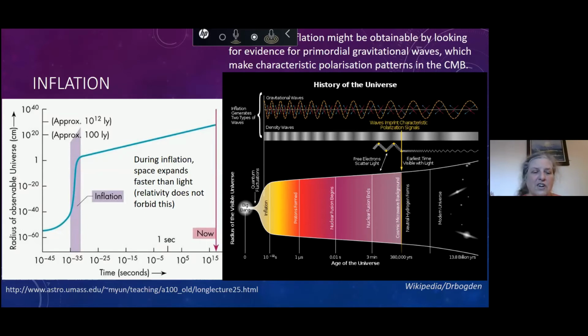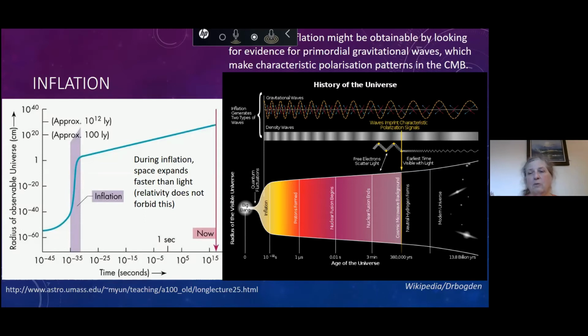Now, of course, it's hard to see how you could find evidence for this process that happened only once, a very tiny fraction of a second after the Big Bang. One of the things it is expected to do is produce tiny ripples in space-time, tiny gravitational waves, and one way to look for evidence of inflation is to look for evidence of these primordial gravitational waves. You can't do that with gravitational observatories like LIGO because these waves have much too small an amplitude for LIGO to see them, but they do make characteristic swirly polarization patterns in the cosmic microwave background, which we might be able to see.